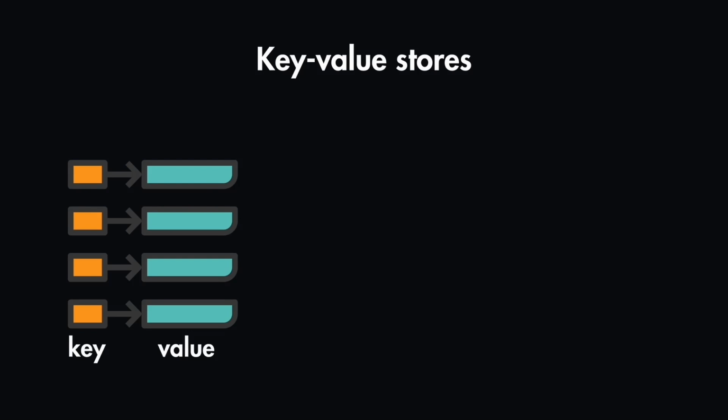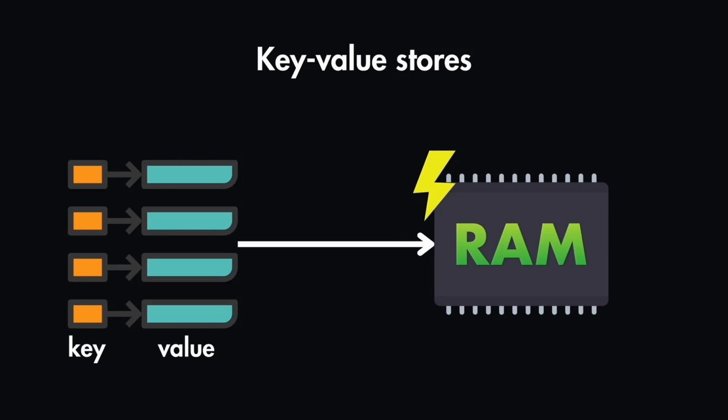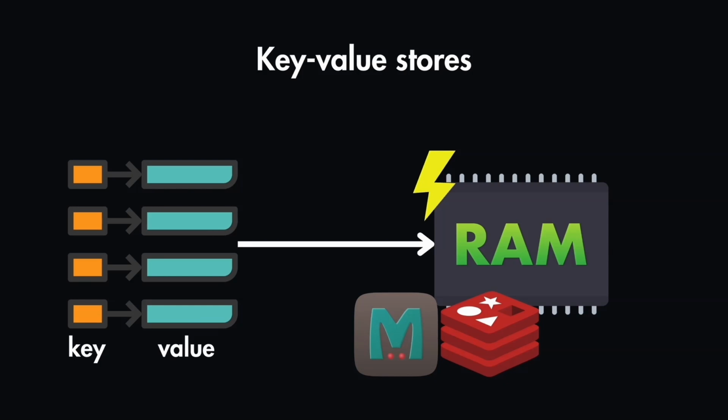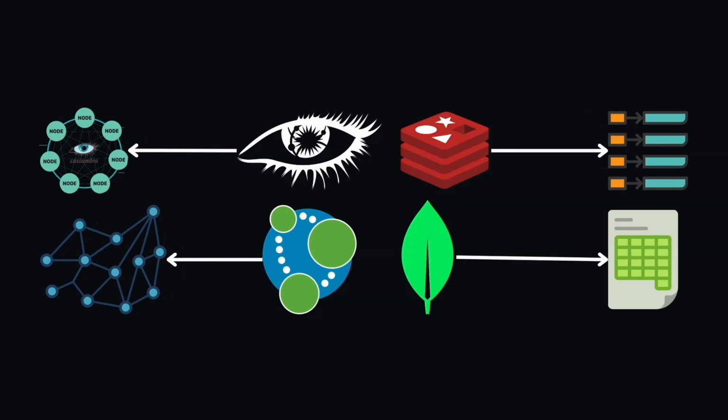Here, data is stored in key value pairs. The biggest advantage of key value stores is their simplicity and speed. Since they are primarily stored in RAM, reading and writing to these databases is extremely fast compared to other databases. Some examples of key value stores are Memcached or Redis. So those are the main 4 types of NoSQL databases. Now let's have a look at the advantages of these NoSQL databases.